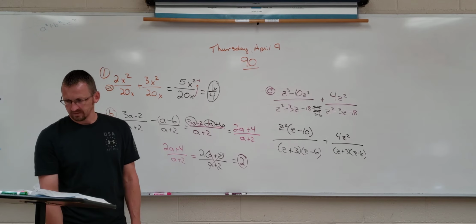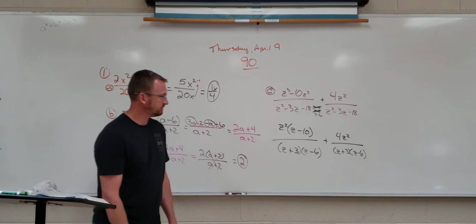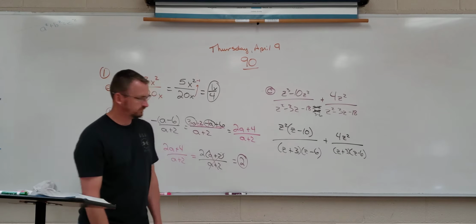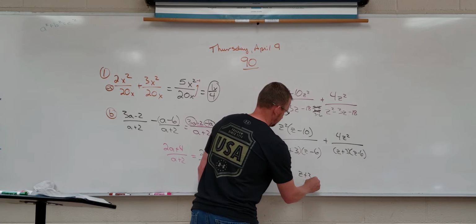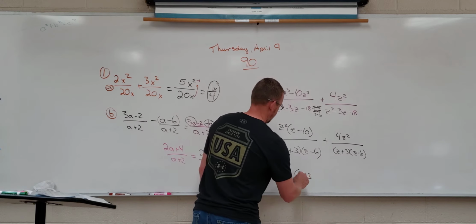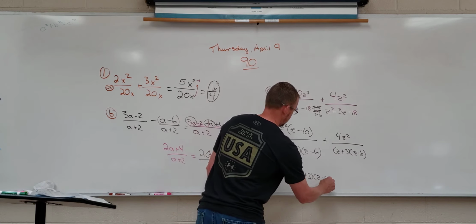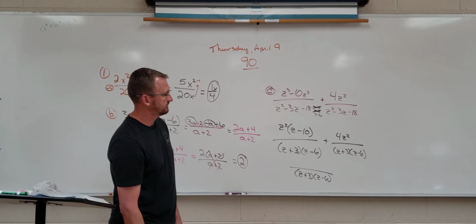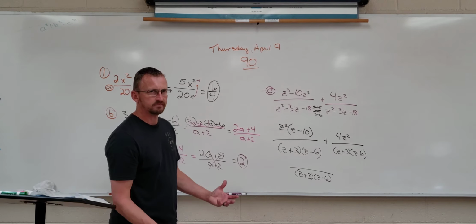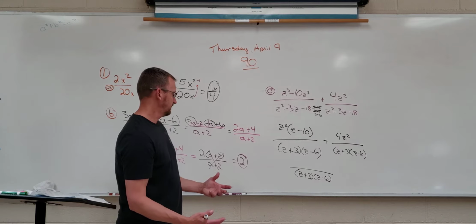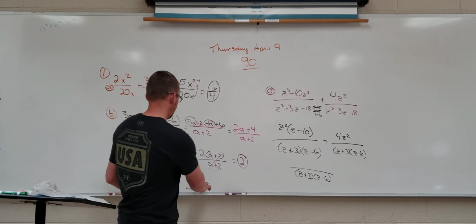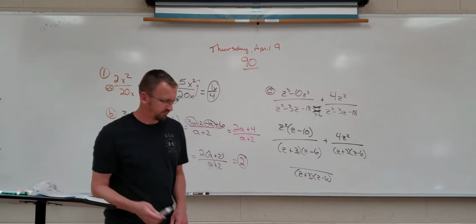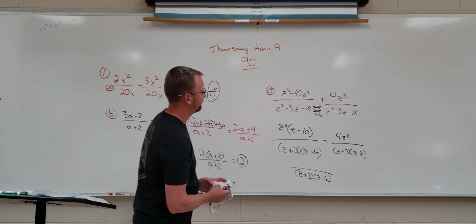Okay? So, common denominator, z plus 3 and z minus 6. Now, let's go back up top. My brain and the way that I used to teach this messed me up as to what we're doing now. So follow with me, please.